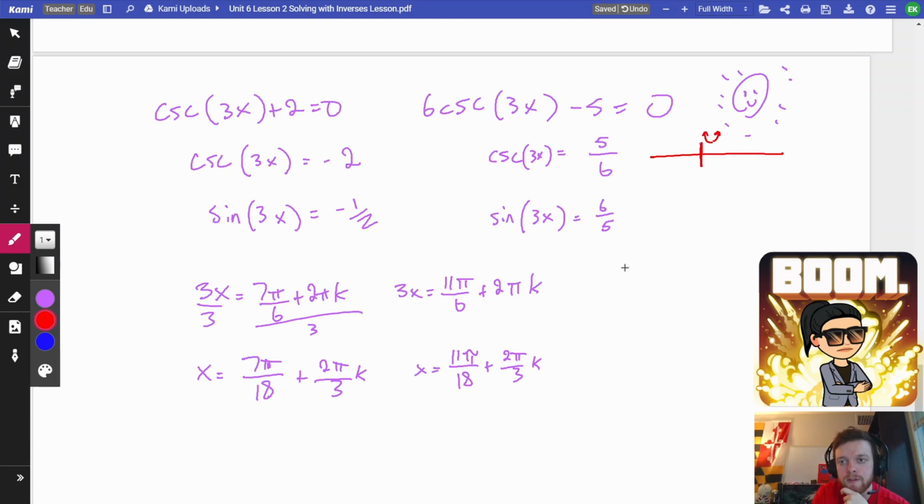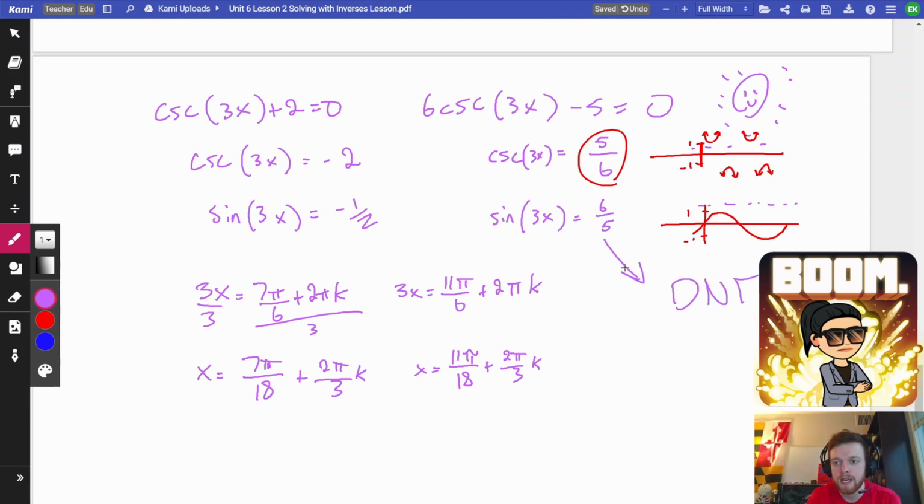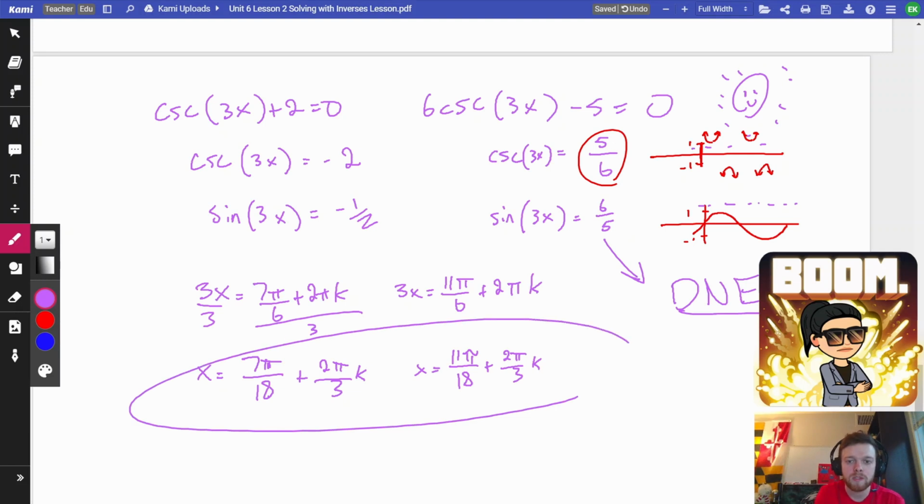Just trying to do a new color. Here's the cosecant graph. Think about its range. Here's the sine graph. Think about its range. -1 to 1. Here, it's outside of -1 to 1. 5/6 is right here. Cosecant never gets to 5/6. Similarly, 6/5 is right up here. Sine never gets to 6/5. Once again, the answer to this does not exist. These are our only two answers.